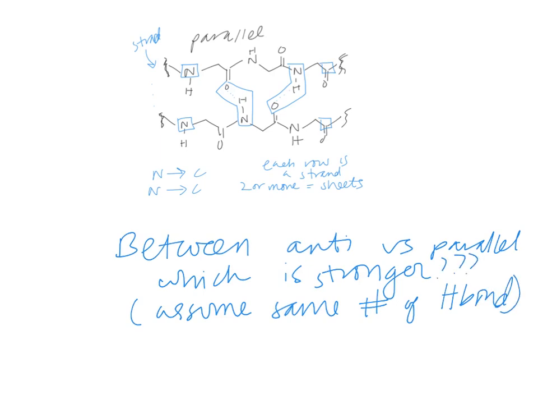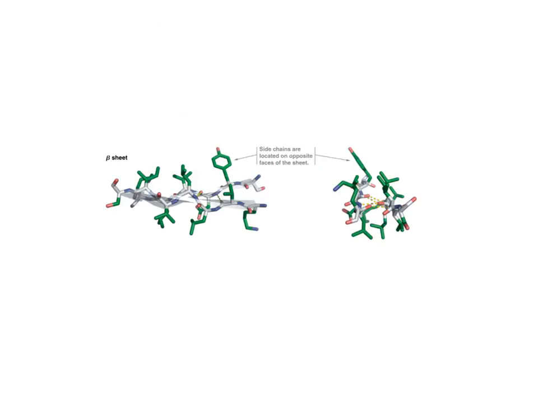Okay, well, if you'll remember, the hydrogen bonds in the anti-parallel are in a straight line. That's the strongest hydrogen bond. In parallel, they're off to a kink. So if you assume the same number of hydrogen bonds between parallel and anti-parallel, the anti-parallel sheet is stronger than the parallel sheet because of the geometry of the hydrogen bonds. Kind of cool, huh? Okay, but where are the side chains?